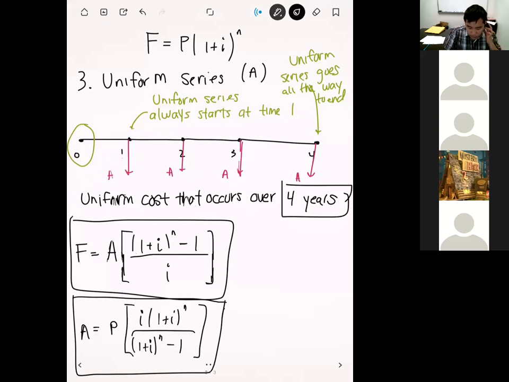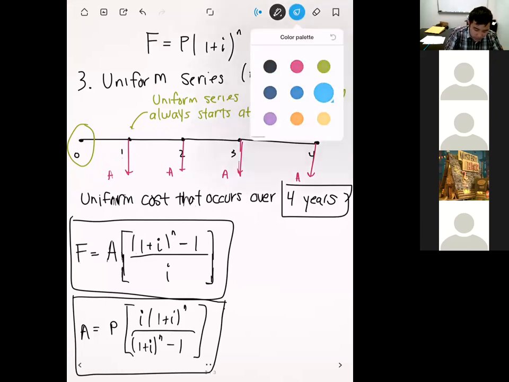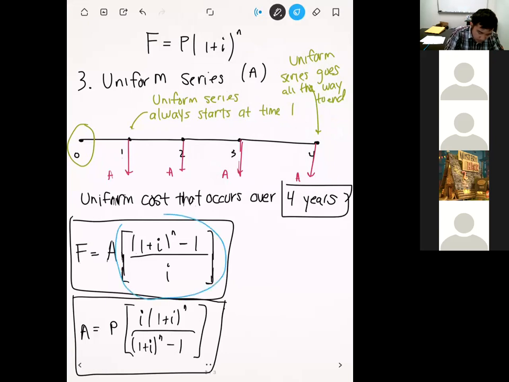Of course, there are two more equations that I gave you last time, but the way you got those equations is you simply take this factor right here, which is the conversion factor, and move it to the other side of the equation. So if you're given, let's say, a future sum and you want to compute the uniform series, you just turn that factor over to the other side and solve for the unknown. Any questions on this?